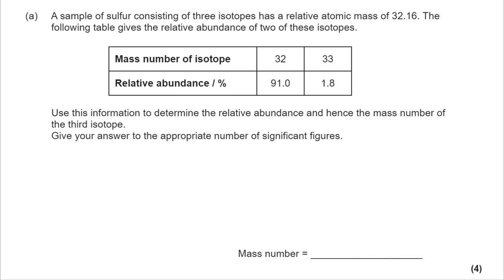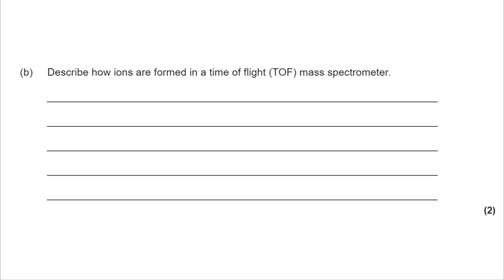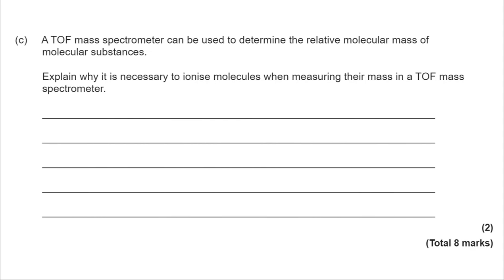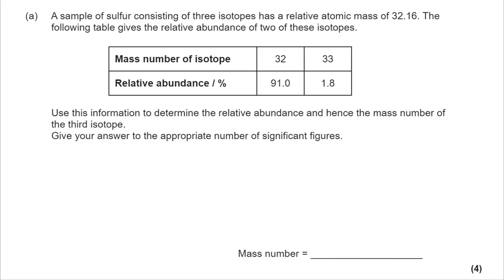This is an AQA A-level chemistry question on the topic of atomic structure. So take a look at each section, try them, and then review your answers. Here's part A, part B, and finally part C. A total of 8 marks to be collected. So let's go back to part A and take a look.